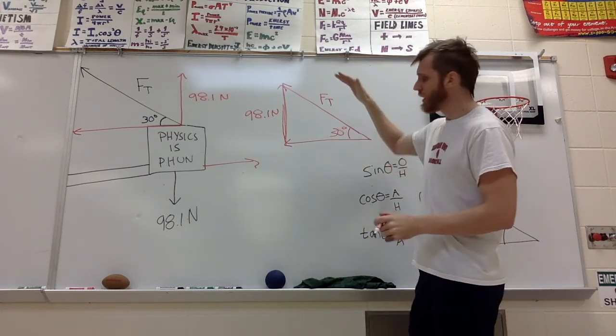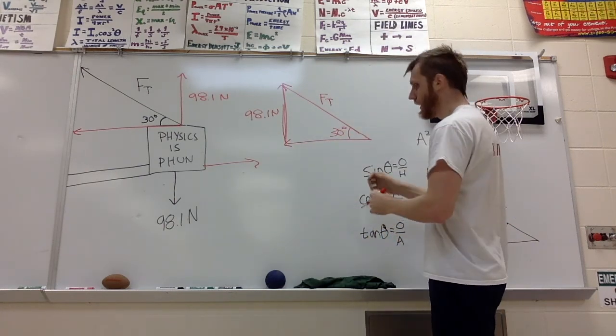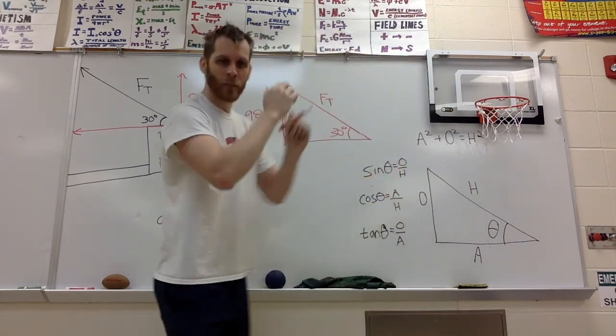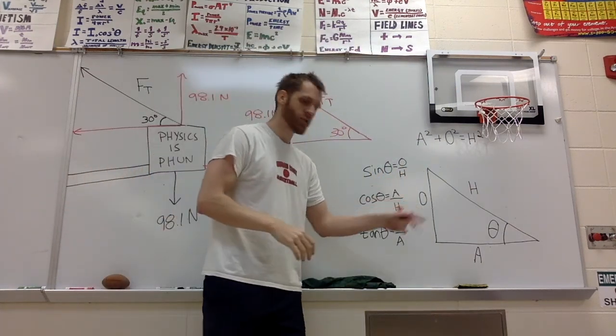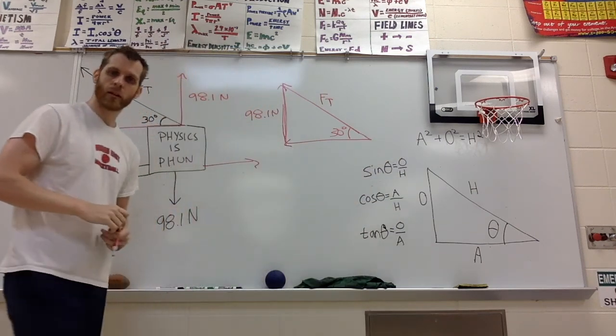My goal is to figure out what is the tension in the rope. Well, now I'm going to use my triangle math here. I drew a triangle, I labeled all the parts: hypotenuse, opposite, adjacent. I have 4 equations written down on the board here.